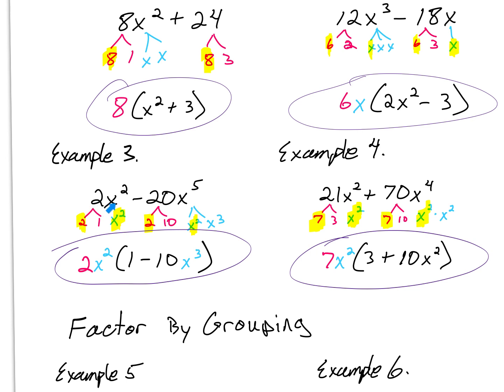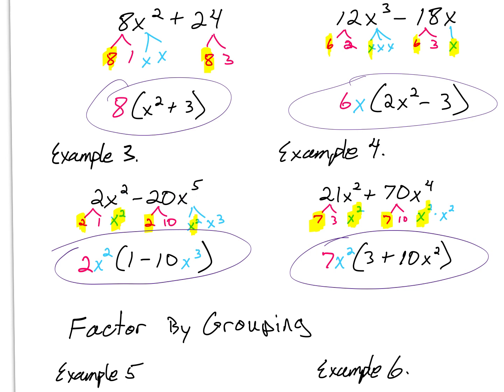Very similar, 2x squared minus 20x to the 5th. Again, I always look at the coefficient 2. And does it go into 20? Yes. So that's going to be the common factor of the coefficients, the 2. Then we have an x squared. Well, notice here we have an x to the 5th.